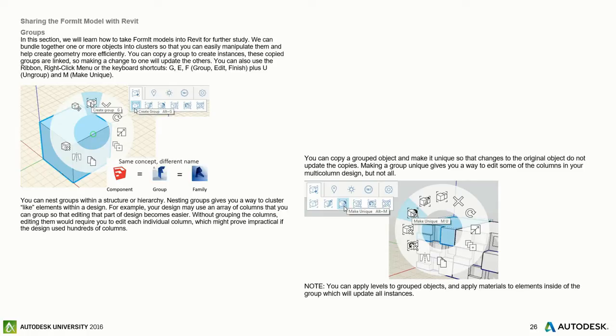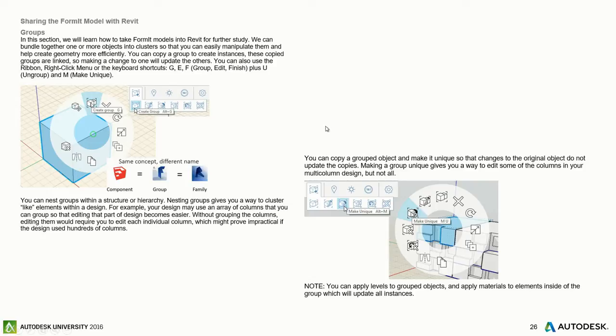So groups. Now, we saw how, when you're doing the array command, groups are automatically happening. Now, the biggest thing you have to understand, and this is the biggest picture to understand right here, is this guy. Components in SketchUp equals groups in FormIt, and groups convert to families. Okay? That's the biggest thing you need to be aware of.